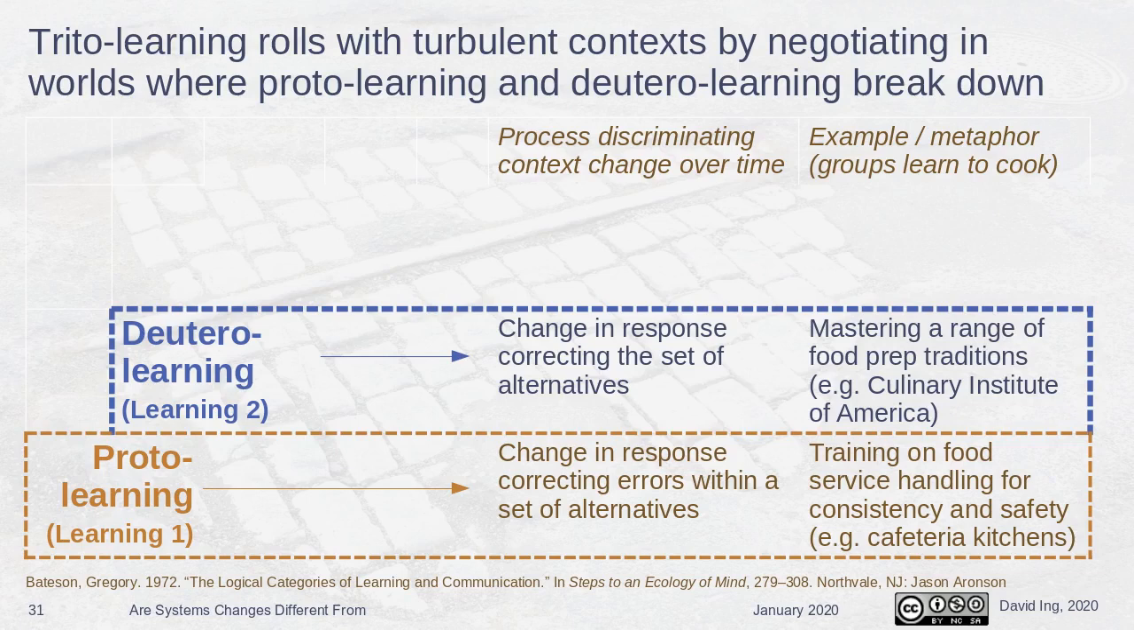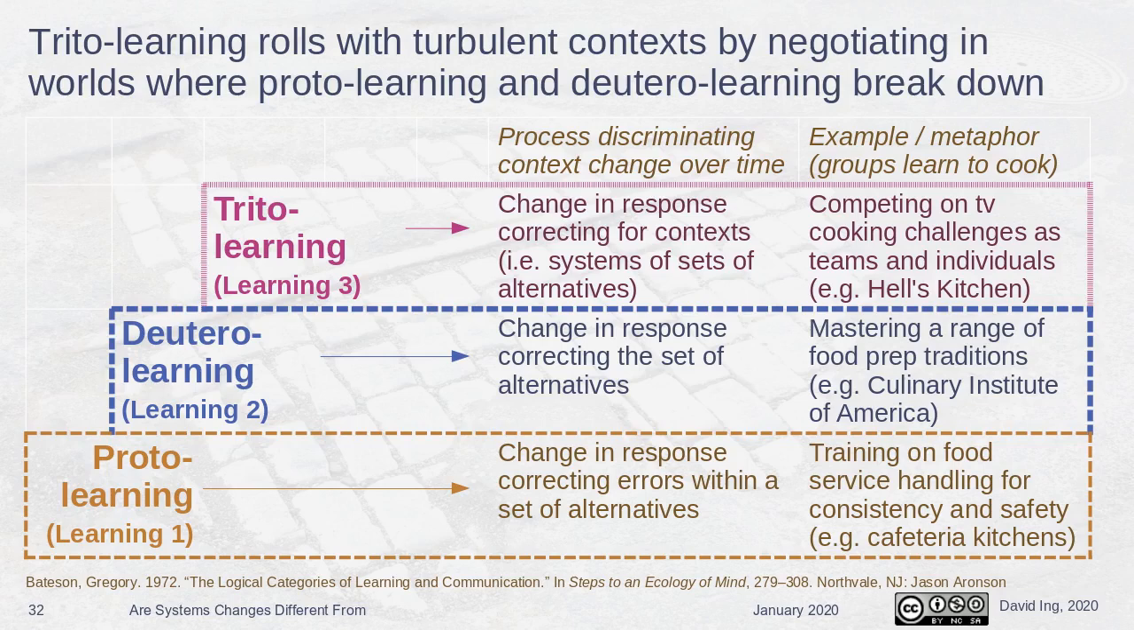Okay? So, when you were in school, the question is, are you being trained to be a protolearner, or are you being trained to be a deuterolearner? And deuterolearning is a change in response correcting the set of alternatives. So you had these behaviors before, now we're going to expand and we reward you for doing new behaviors.